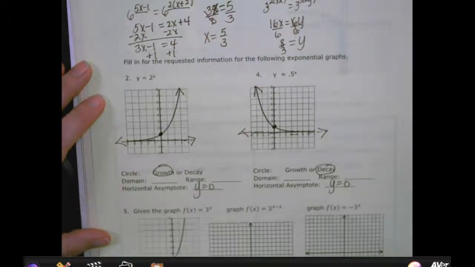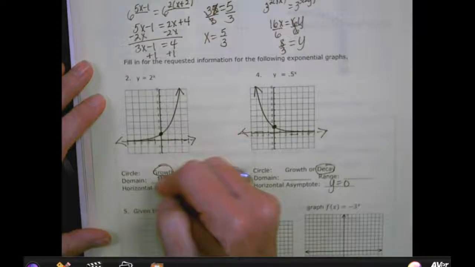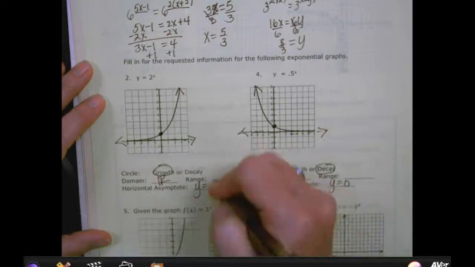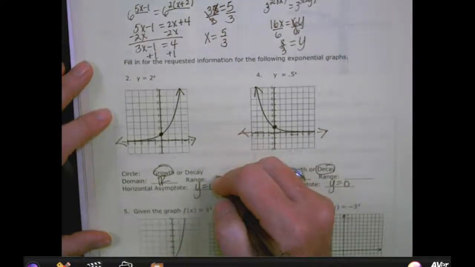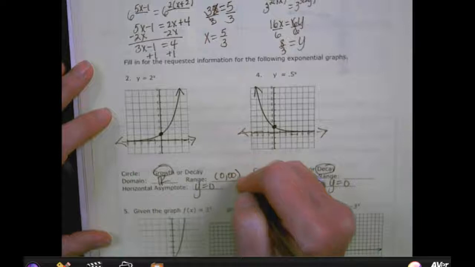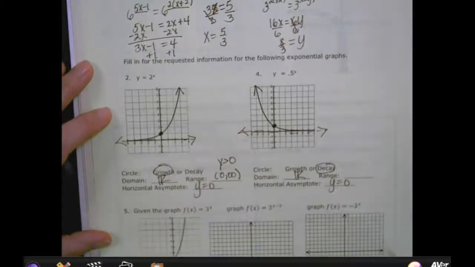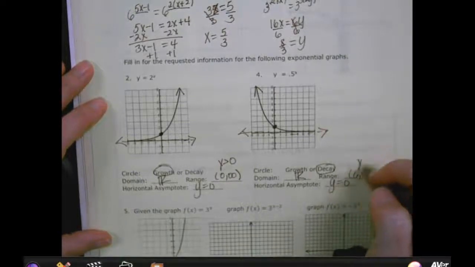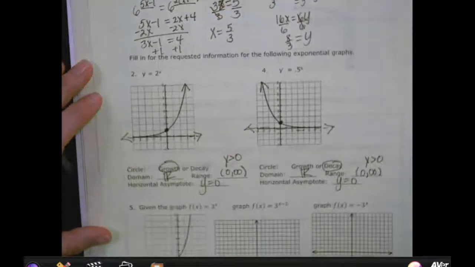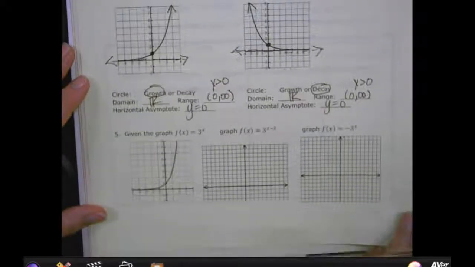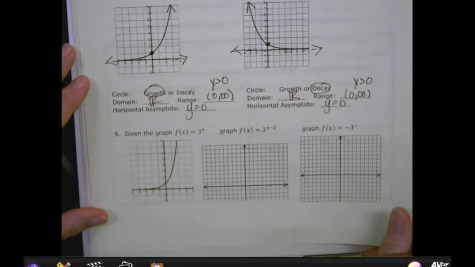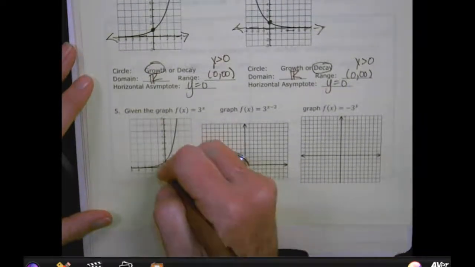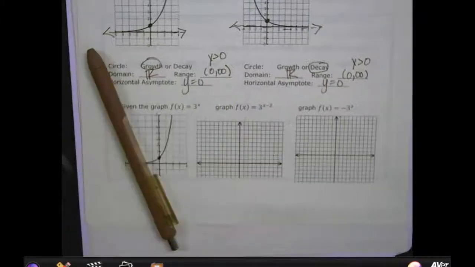The domain, left to right, is all real. And all real, it's always all real. And the range, it's not all real. 0 to infinity, or y is greater than 0 without the equal sign. Okay, number 5. So what's the point that we're going to move? Okay, so everybody move, graph these.